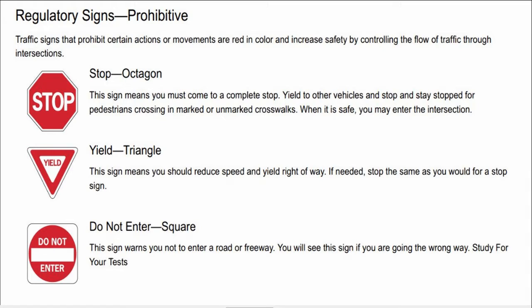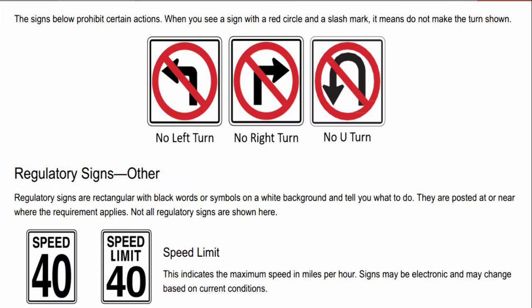Do not enter, square. This sign warns you not to enter a road or freeway. You will see this sign if you are going the wrong way. The signs below prohibit certain actions. When you see a sign with a red circle and a slash mark, it means do not make the turn shown. No left turn, no right turn, no U-turn.